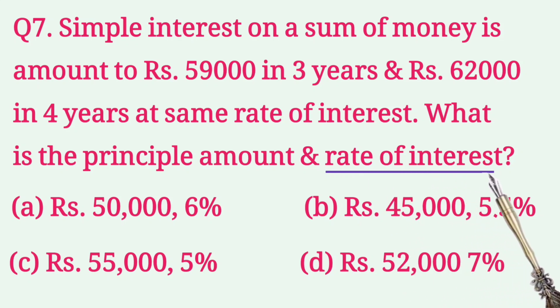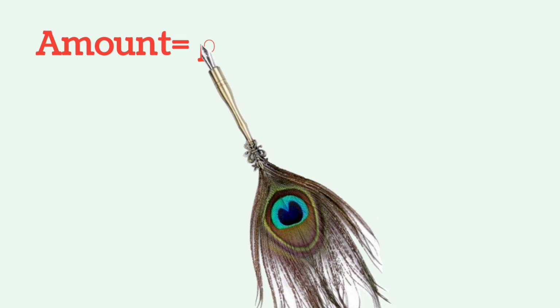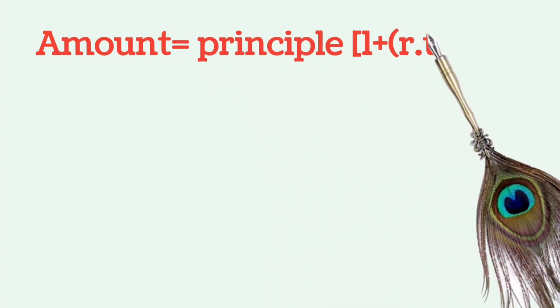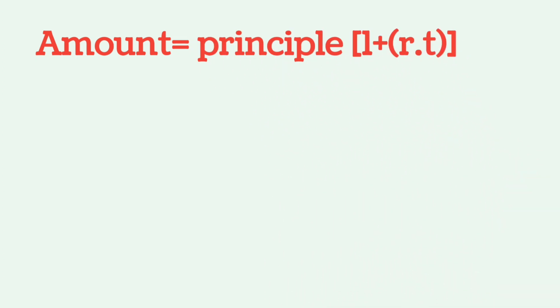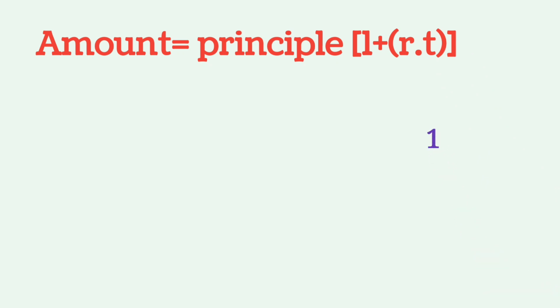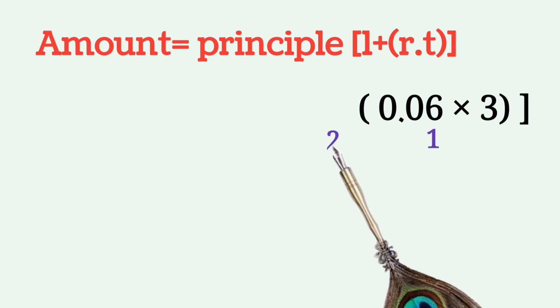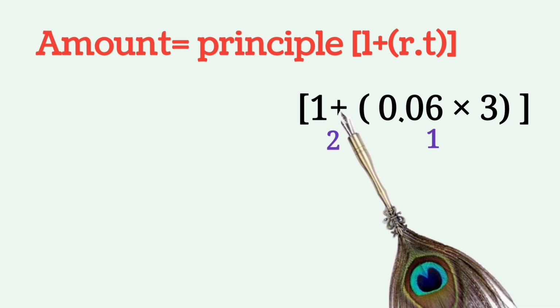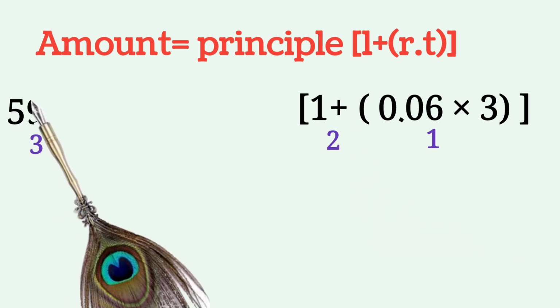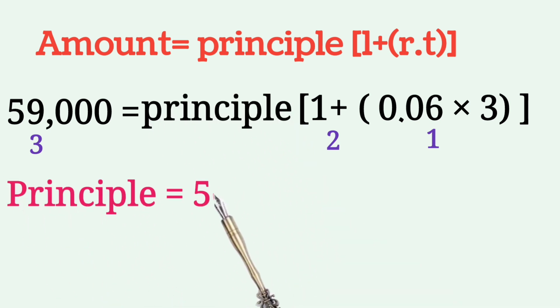After finding the rate, the question asks us to find the principal. The formula to find the principal is amount equals principal into 1 plus R into T, where we have to be careful. Step 1 is to multiply rate into time, that is 0.06 into 3. Step 2 is to add 1 to it, and step 3 is to divide 59,000 by the result of steps 1 and 2, where we get the principal as 50,000.